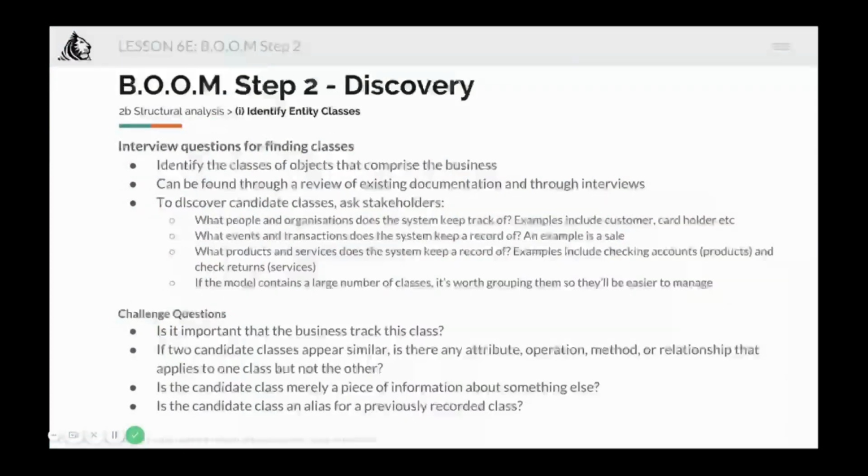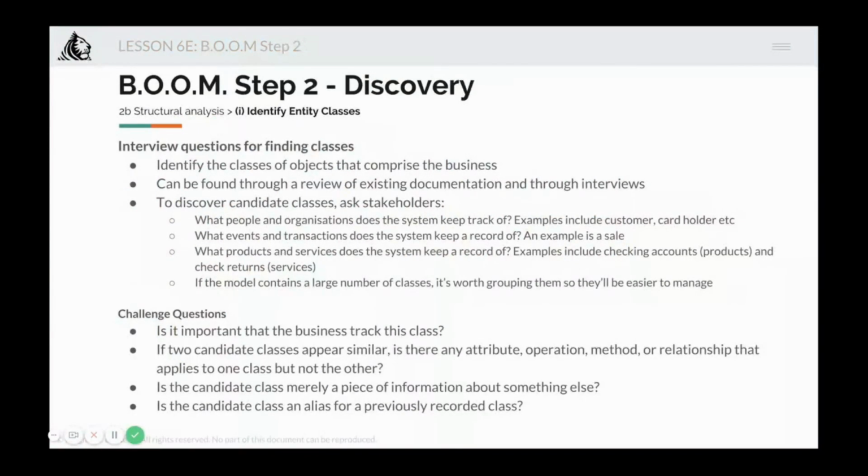So, what are the interview questions for finding classes? The first step of structural modeling is to identify the classes of objects that comprise the business. These may be found through a review of existing documentation. If you have that, please use that. For example, by searching for business nouns in the use case model and through direct interview questions.